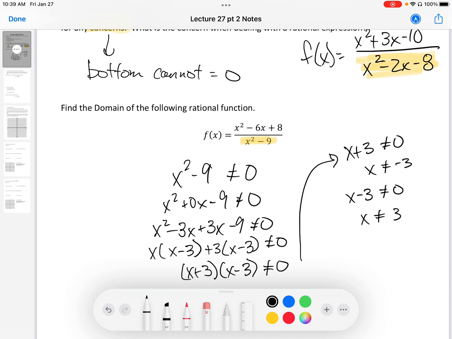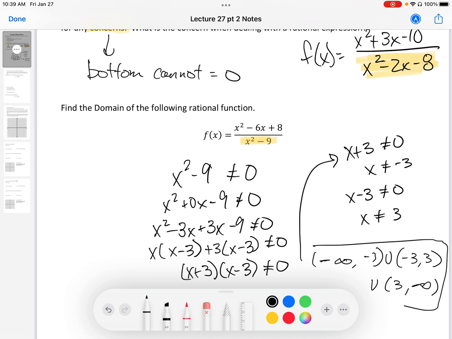Okay, and then remember we have to write these in interval notation. So when I write this, I would write it as negative infinity. Wow, that is a bad infinity sign. Negative infinity, comma, negative 3, in union with negative 3 to 3, in union with 3 to infinity. Okay, so that would be my domain.